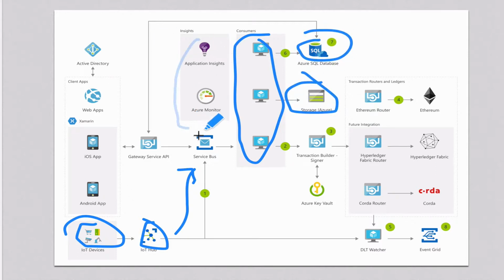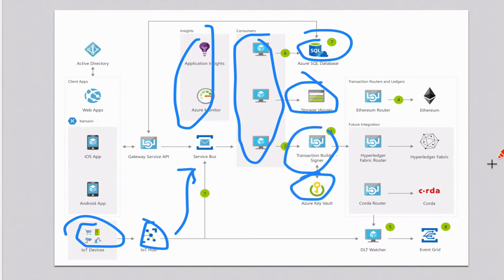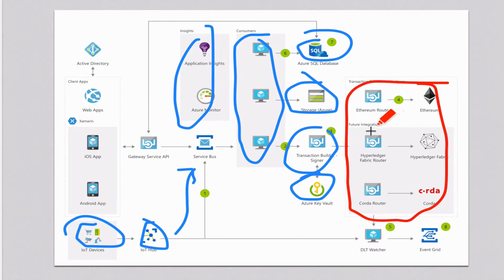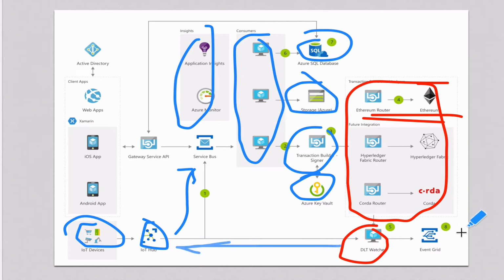At the same time, you have monitoring, okay, and then you have one of those consumers be the transaction builder and signer. And at last, here at the end, here is some blockchain. I guess in this case, it will be just Ethereum. Then there is an event watcher that I guess feeds events back to those IoT devices and also sends them into an event grid.